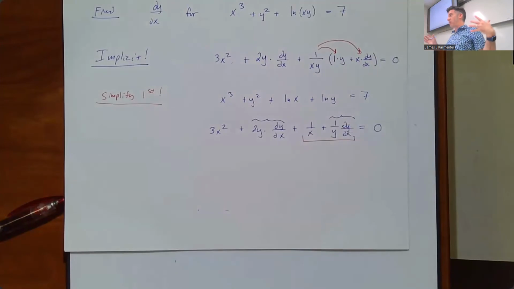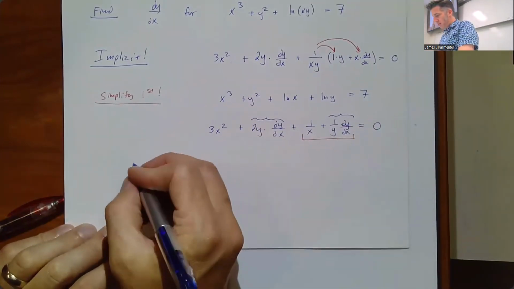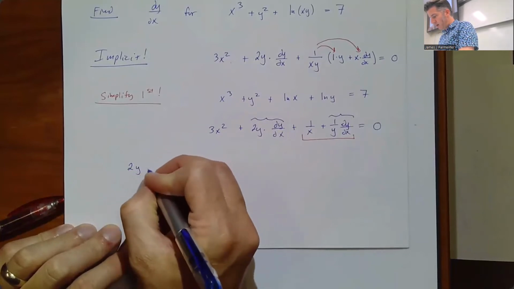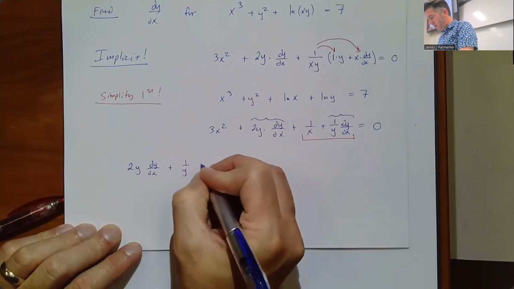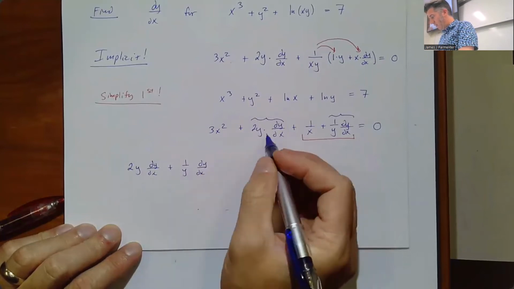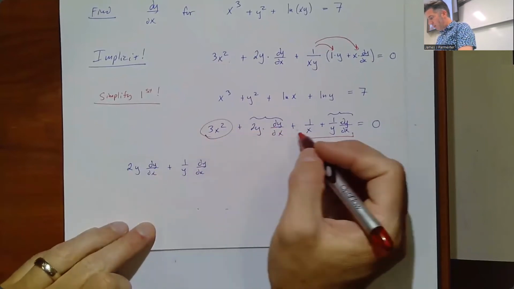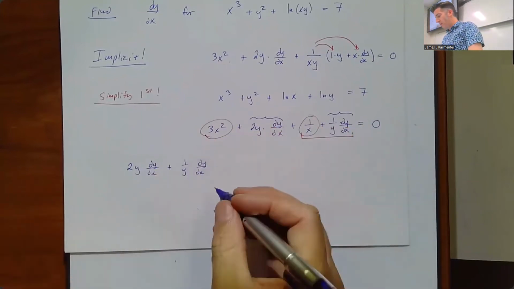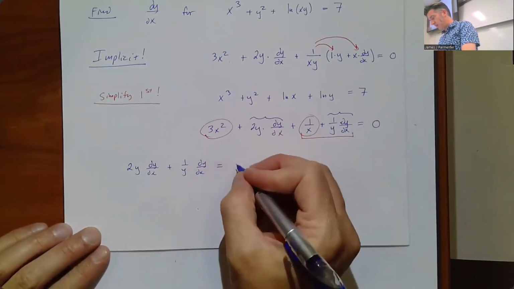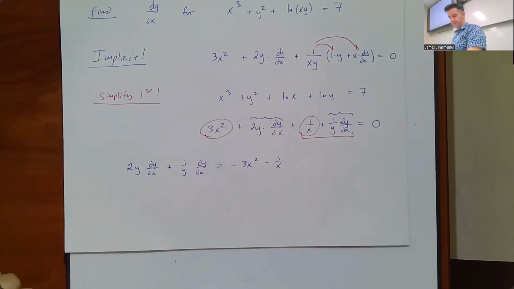It's already kind of separated, which is nice. So I'm going to leave those things on this side. On the left side, I have 2y times dy/dx plus 1 over y times dy/dx. I'm going to bring the other things that don't have dy/dx's, specifically the 3x squared and the 1 over x, over to the other side, meaning they're going to change signs. I'm going to have a negative 3x squared and a minus 1 over x.